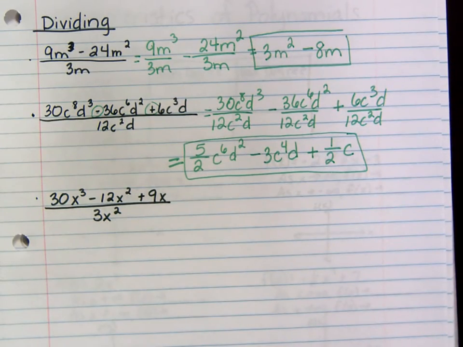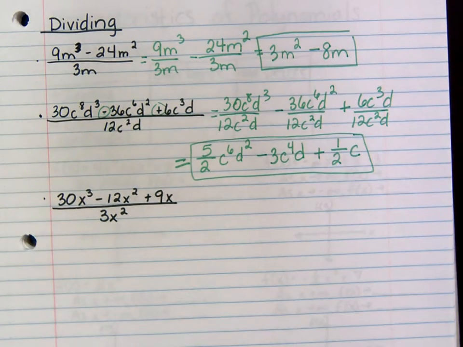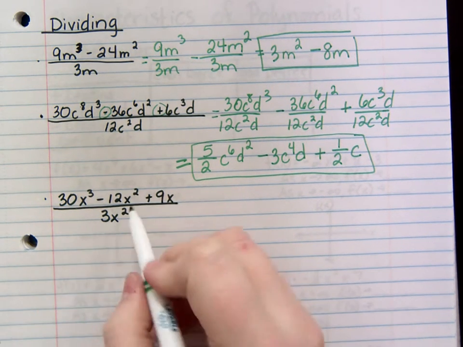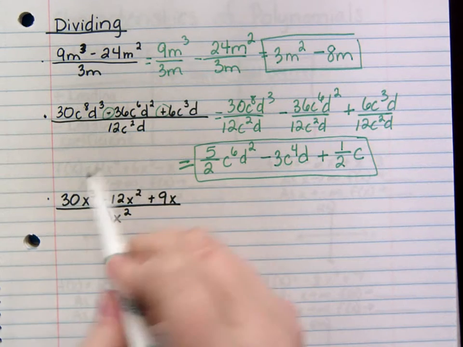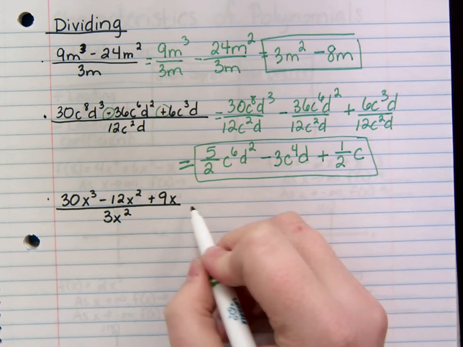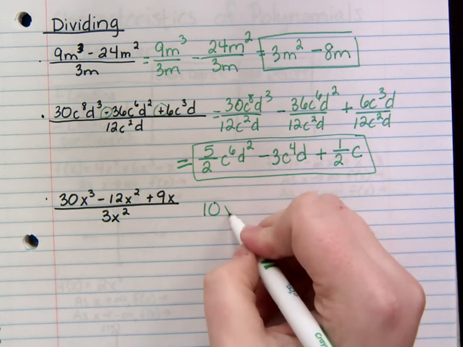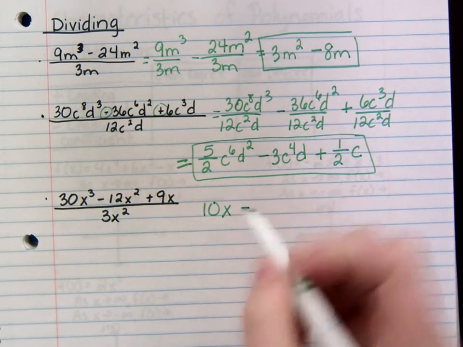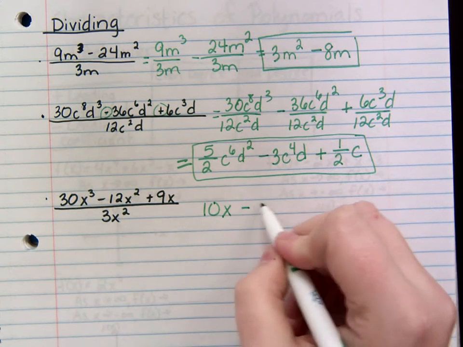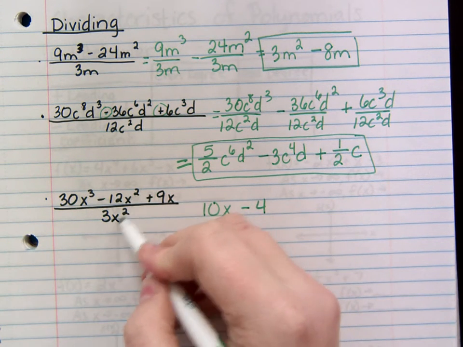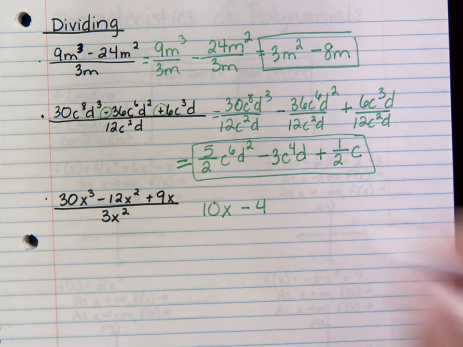Now, rewriting it like I did here can take some time, and it does take up room, but you don't have to do it. You just have to remember to divide every term by that value. So, I'm not going to rewrite it on this last one. I'm going to take 30 divided by 3 to get 10. X cubed divided by x squared is x. Minus 12 divided by 3 is 4. X squared divided by x squared gives me 1, so I'm not going to have anything there. It's just going to be the negative 4.